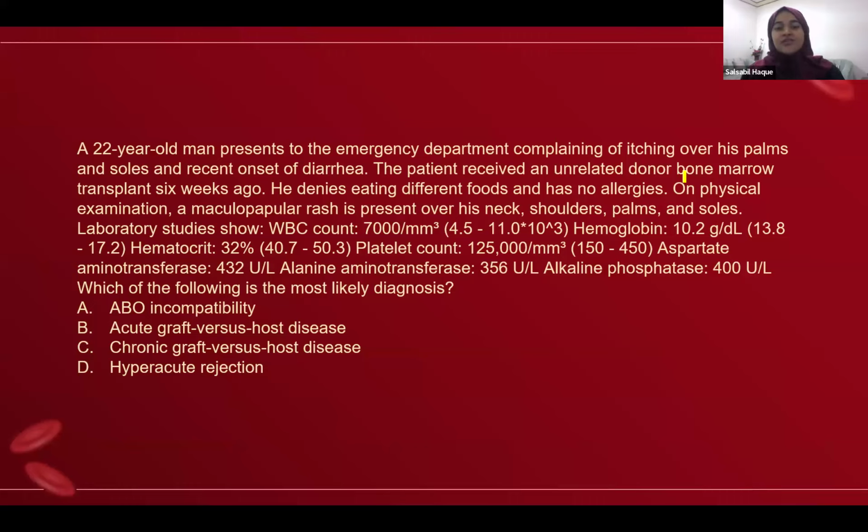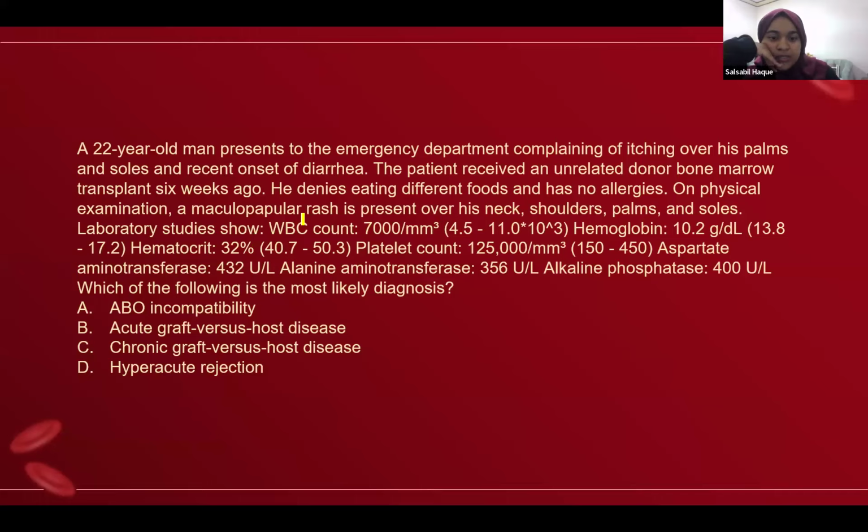Okay, let's go over the case. Yes, you're right. Okay, a 22-year-old man presents to the emergency department with itching over his palms and soles and recent onset of diarrhea. The patient has a history of bone marrow transplant 6 weeks ago. He denies eating different foods and has no allergies. On physical examination, a maculopapular rash is shown over his neck, shoulders, palms, and soles.